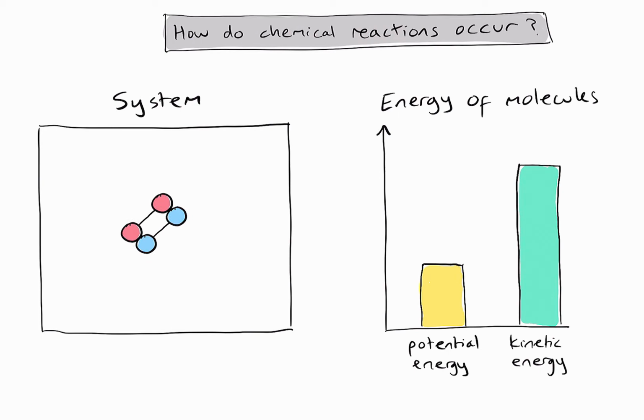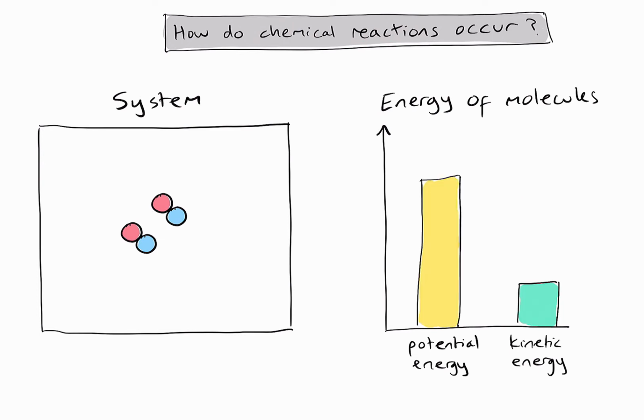When they collide, the kinetic energy that they had can be transferred into potential energy in order to break the bonds in each molecule. If the molecules have enough kinetic energy to transfer into potential energy and break the bonds in those molecules, they can now reform bonds and rearrange themselves to form the products from this chemical reaction. And as soon as they start forming bonds, the potential energy decreases and therefore the kinetic energy will increase again.